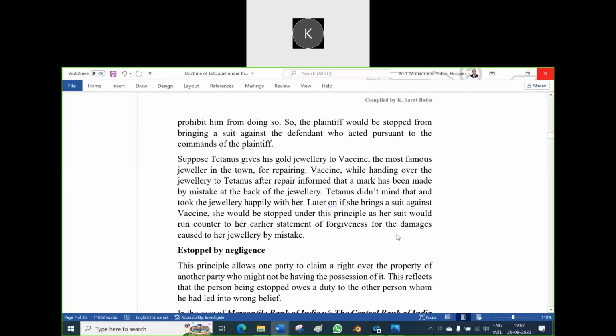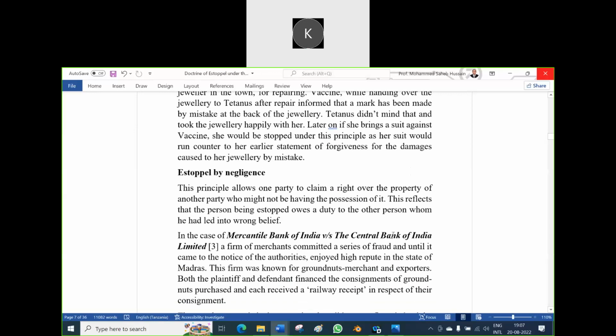Now, estoppel by negligence. This principle allows one party to claim a right over the property of another party who might not be having the possession of it. This reflects that the person being estopped owes a duty to the other person whom he had led into wrong belief.